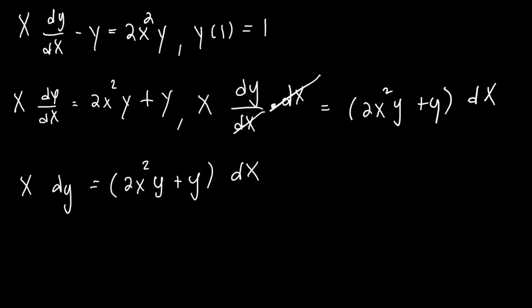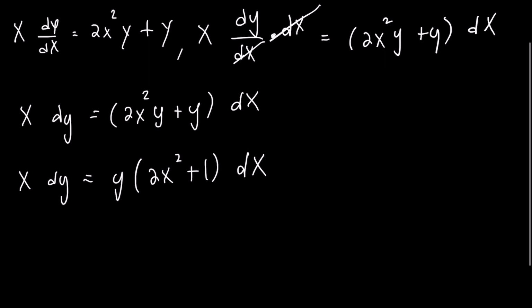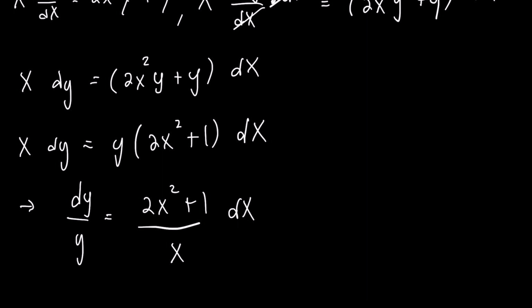And from here, you can notice that we could factor out a y. We have x dy is y times (2x squared plus 1) dx. Now we could rearrange the terms to have dy over y equals (2x squared plus 1) divided by x dx. So from here, we could just integrate.